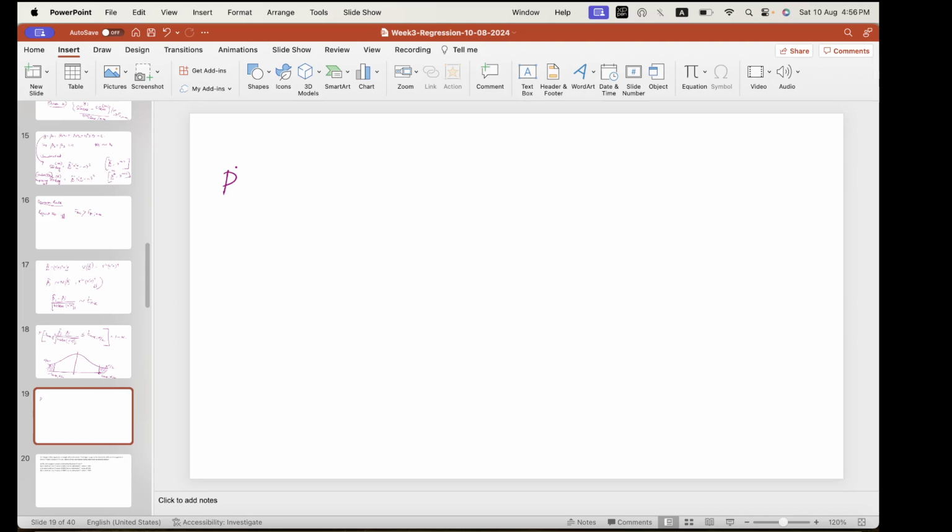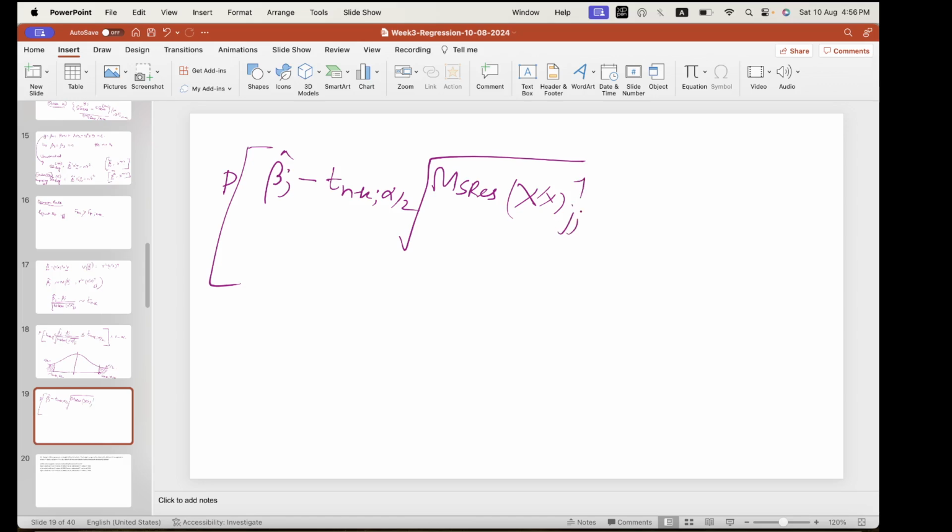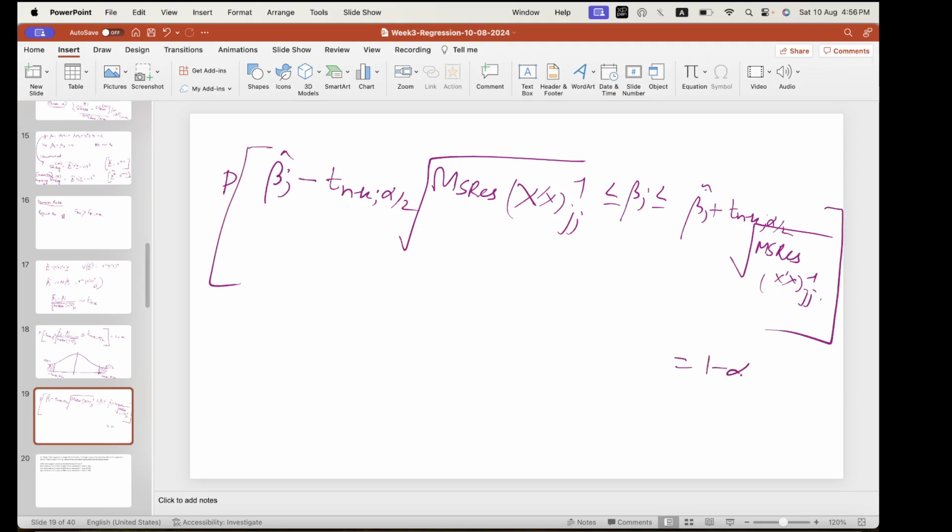We will have it as P, beta j hat minus t n minus k alpha by 2 root over MS residual (X prime X inverse) jjth element, less than or equal to beta j, less than or equal to beta j hat plus t n minus k alpha by 2 root over MS residual (X transpose X inverse) jjth element. This entire thing is 1 minus alpha.